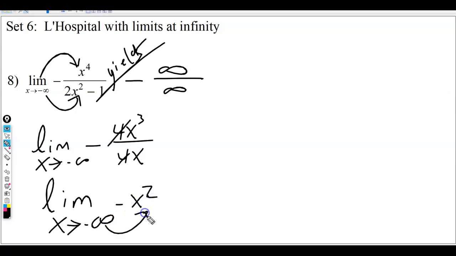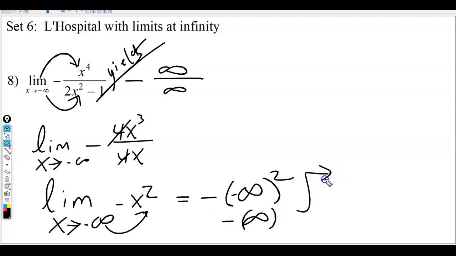Now, if I plug it in, here's what I get. I get negative infinity squared. So when you square a negative infinity, you get a positive infinity with a negative in front of it. So now we see the answer is negative infinity.